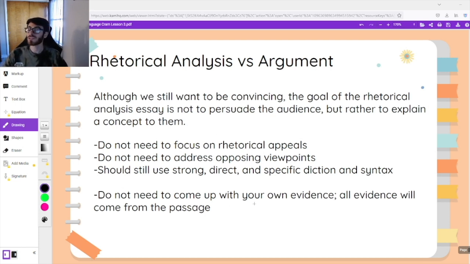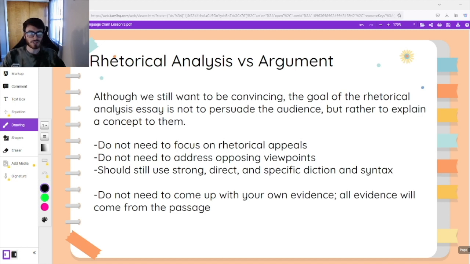And you should still use strong, direct, and specific diction and syntax, right? Because strong, direct, and specific diction and syntax isn't just for persuasion. It can also help you be more convincing. It can also make your point stronger regardless of what your purpose is.